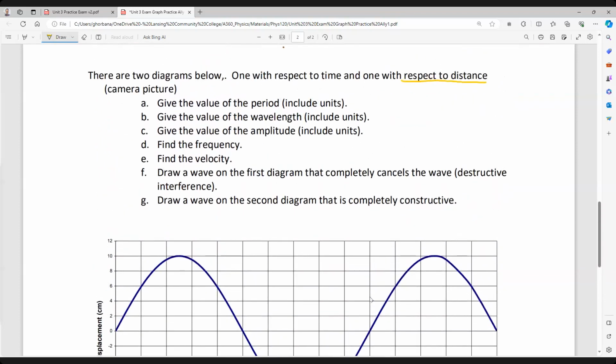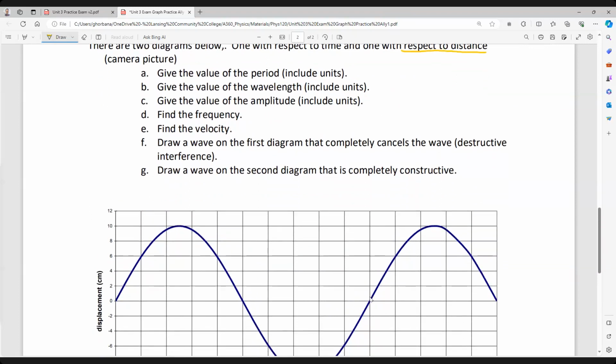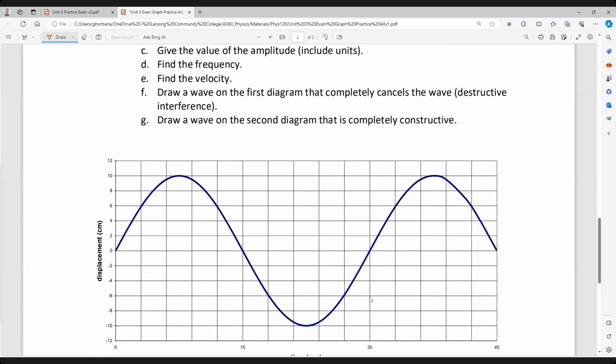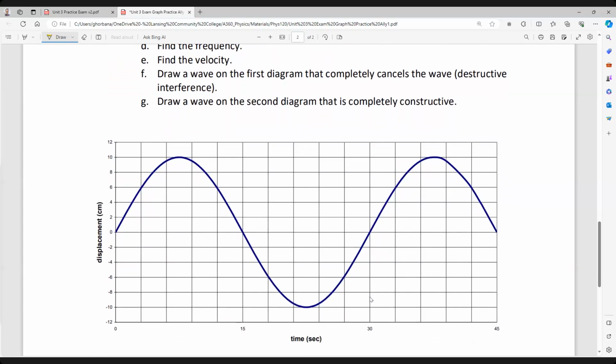What I do, I'll just try to read all parts and then answer each part separately. Give the value of the period. Which graph can we use to find the period? As I said, the period is time, so which graph does have a time? The first graph. I look at this graph, which is changing with time.